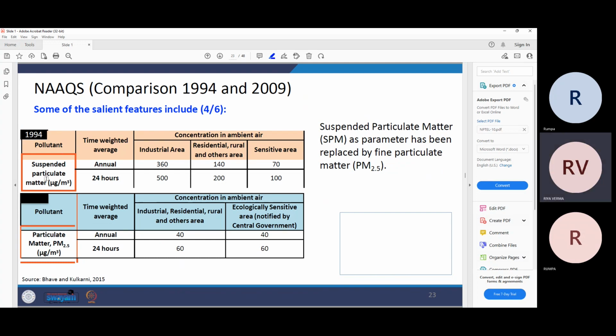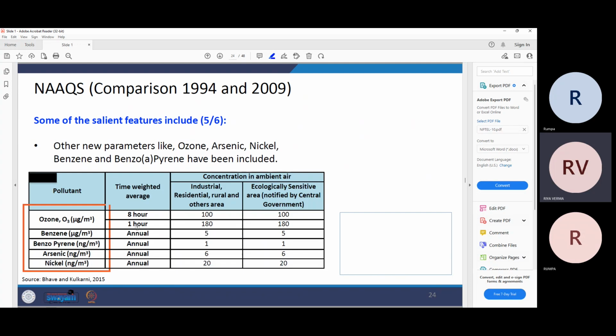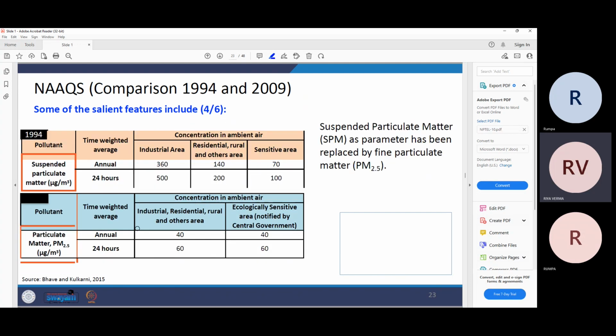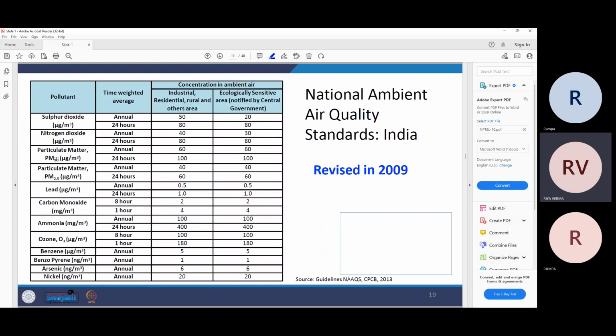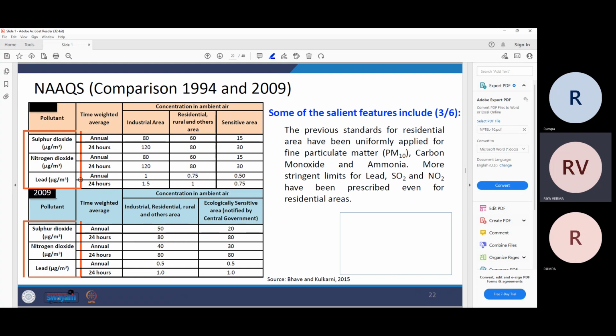And earlier, the suspended particulate matter was there, but no size description was given for what the size of the suspended particulate matter would be under this guideline. Now in the revised guideline, that is in 2009, for the suspended particulate matter we have the size of the particulate matter as 2.5 microns, that is PM2.5. PM10 is also added, like you can see here, suspended and respirable particulate matter is there, and here we have PM10 and PM2.5, which clearly describes the size of the particulate matter that we are taking.